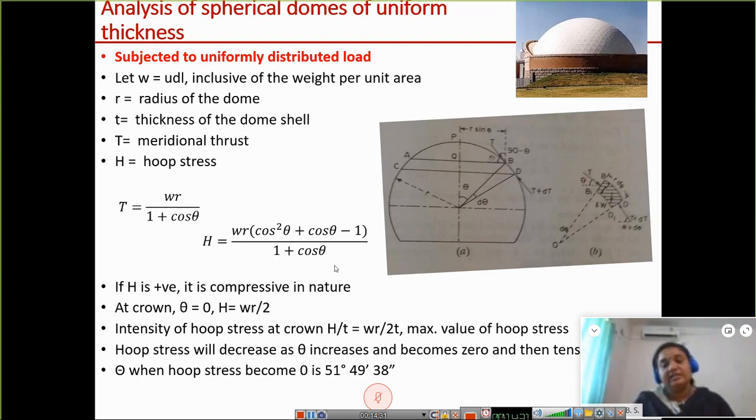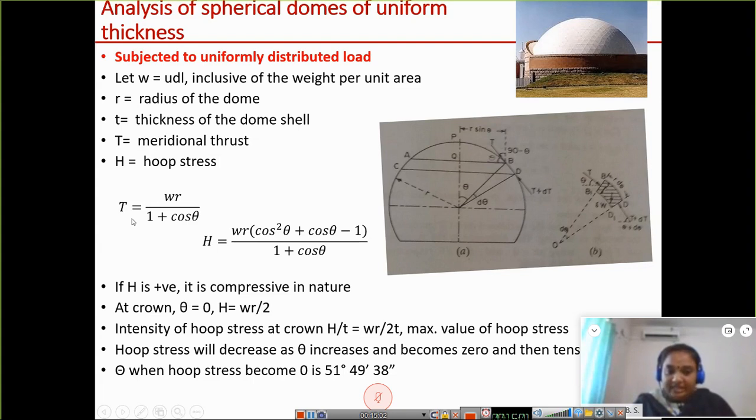The detailed analysis is available in Purmia's text. So you may go through that. Until now, the analysis has not been asked in any university examination, but there are chances that it might get asked. So you should refer to that. The derivation is very, very simple. And the positive sign indicates compression.